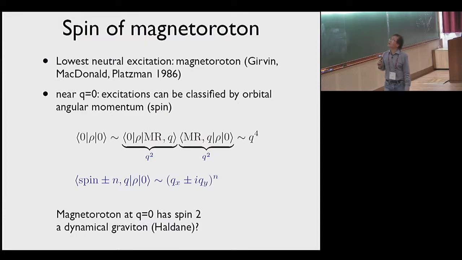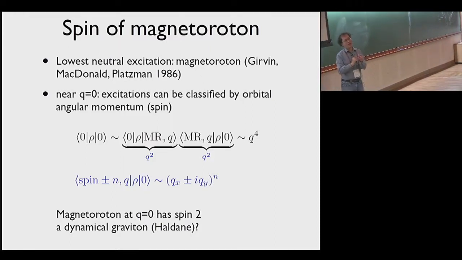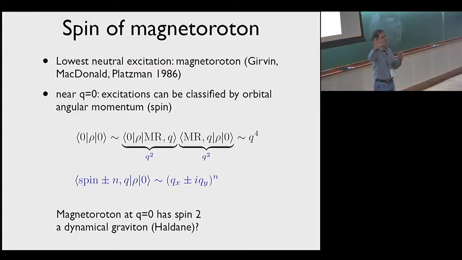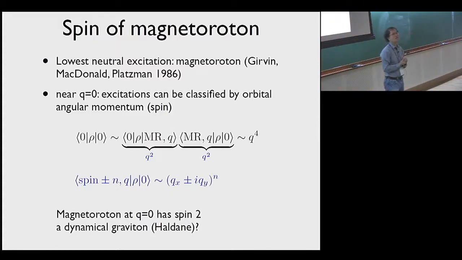And that Q to the 4th behavior of the rho correlator can tell us about the spin of the so-called magnetoroton. If we assume, like Girvin, MacDonald, and Platzman, that the 2-point function of rho, that is rho sandwiched between two ground states, is dominated by a single quasi-particle called the magnetoroton with momentum q, since rho has momentum q, then in order for this to be of order Q to the 4th, each of these matrix elements has to be Q squared. That is, the density operator must have a vanishing matrix element between the ground state and the single magnetoroton state.